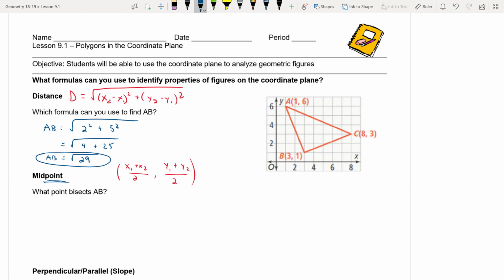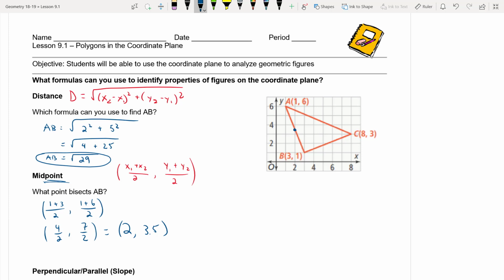So if I want to know what point bisects AB, well, my 2 x values are 1 and 3. So I'm going to do 1 plus 3, and then I'm going to divide that by 2. And my 2 y values are 1 and 6. So I'm going to do 1 plus 6 divided by 2. And that gives me 4 over 2 and 7 over 2, which really simplifies down to 2 and 3.5. So if I go to 2 and then up to about 3.5, right there is the midpoint of AB, the point that bisects AB.